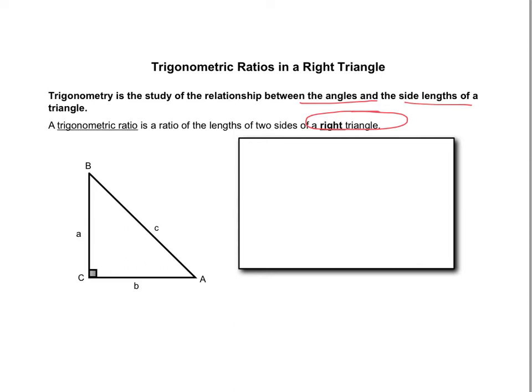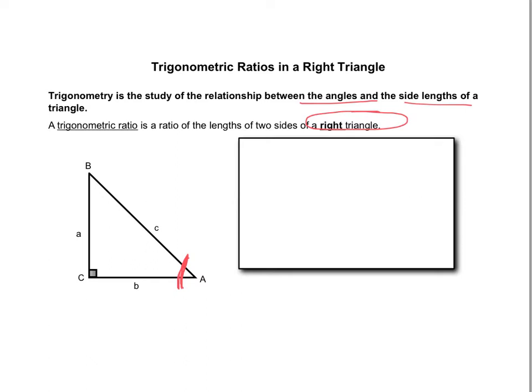Now, the trigonometric ratios relate the sides to an angle in the triangle. So we always have to start with the angle that we're working with. We always have to start by identifying it. So in the example we're going to be working on, we're going to be working in terms of angle A. So that's my reference angle, that's the angle that I've identified. And the first step is to label the sides in terms of the angle.